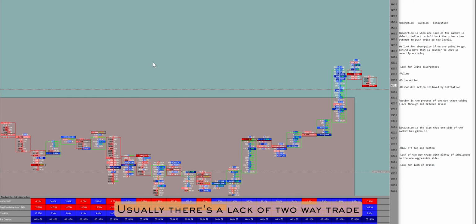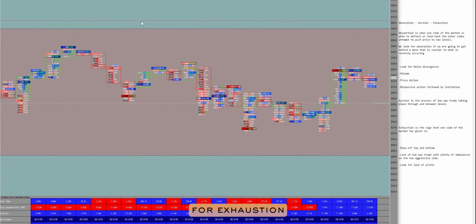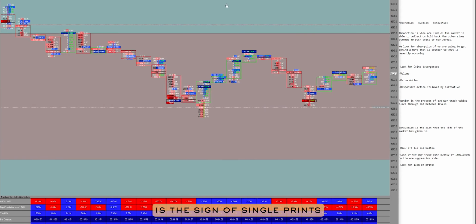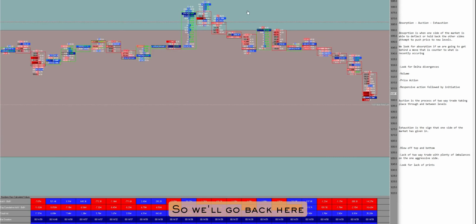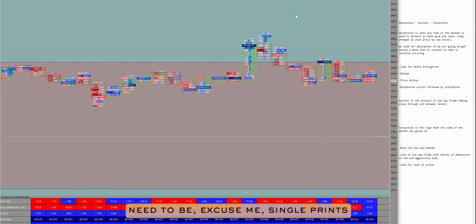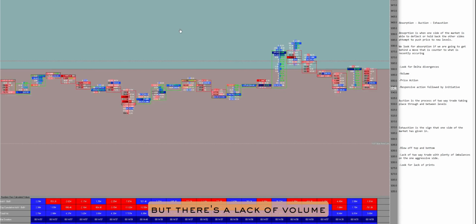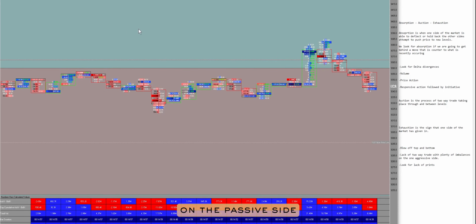There's a lack of two-way trade. There's plenty of imbalances, but they're normally on one side of the market, and if it's the case of the high, they're normally on the side of the offer. There's more aggressive buyers. What we're looking for in exhaustion is the sign of single prints. So we'll go back here. It doesn't necessarily need to be single prints, but there's a lack of volume on the passive side.